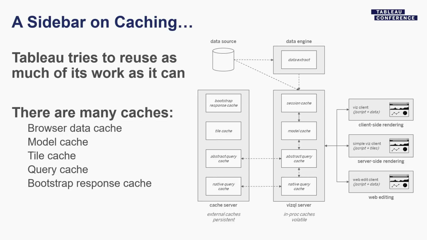Within each VizQL session, we've got the session cache or the bootstrap cache. If we can't satisfy an operation from reusing a session, we can go down into the model. If we can't reuse a model, then we can go down into the abstract cache. If we can't use the abstract cache, we can go down and try and get something out of the native query cache. And then to support distributed systems, we also have an external cache, which copies all of those cache entries as well. So there's a lot going on, but there's things we can do to help Tableau reuse cache most effectively.